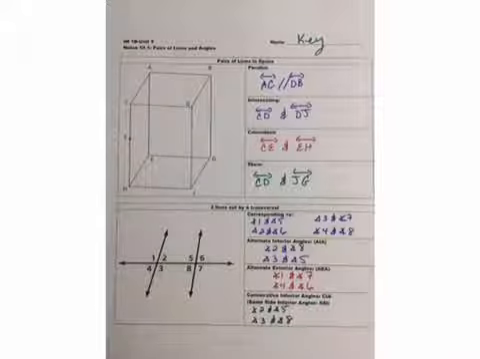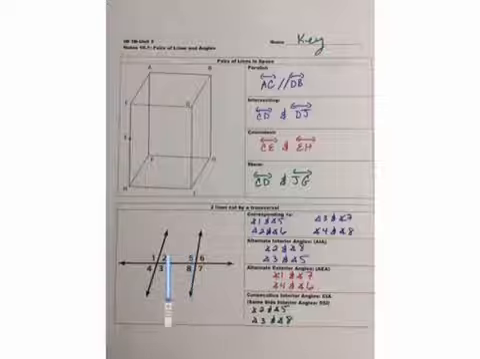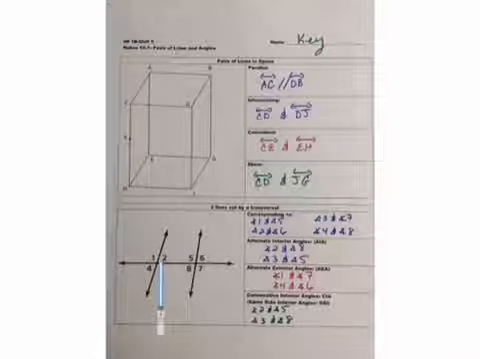Alrighty, so that means they're in between the two lines, but on the same side of the transversal. So angle 2 and angle 5 are CIA. Angle 3 and angle 6 are CIA or SSI.